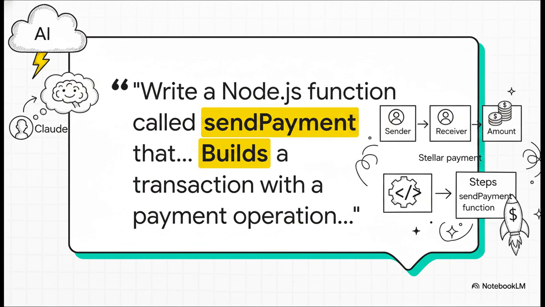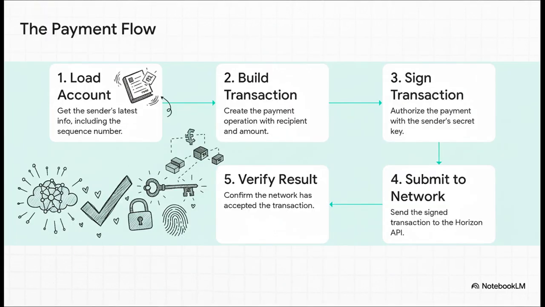Okay, back to our AI buddy. Time for round 2 with Claude. We're going to ask it to write a function for us. We'll call it send payment. And just like before, we spell it out. We tell it the inputs we need: a sender, a receiver, and an amount. And then we map out the basic steps. It's that same pattern. We describe what we want to happen, and we let the AI figure out how to write the code.